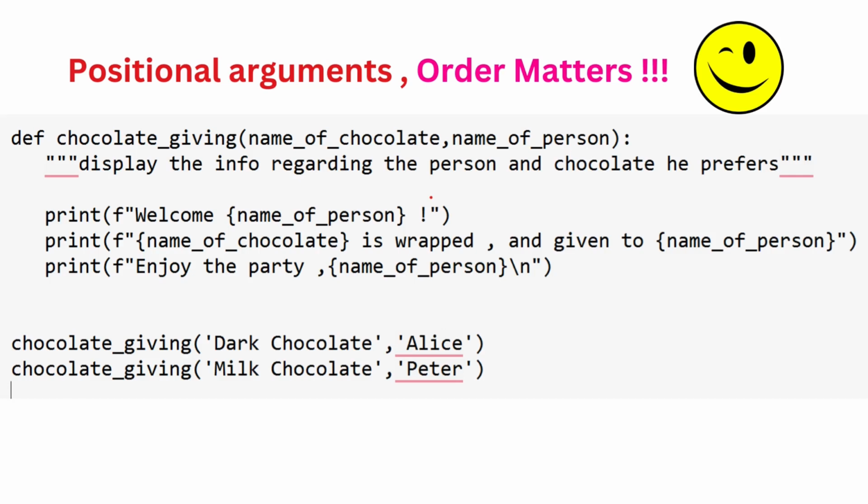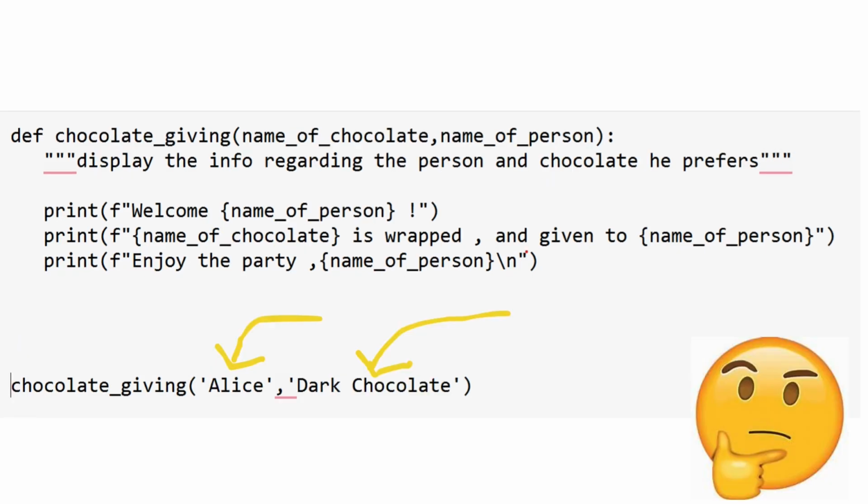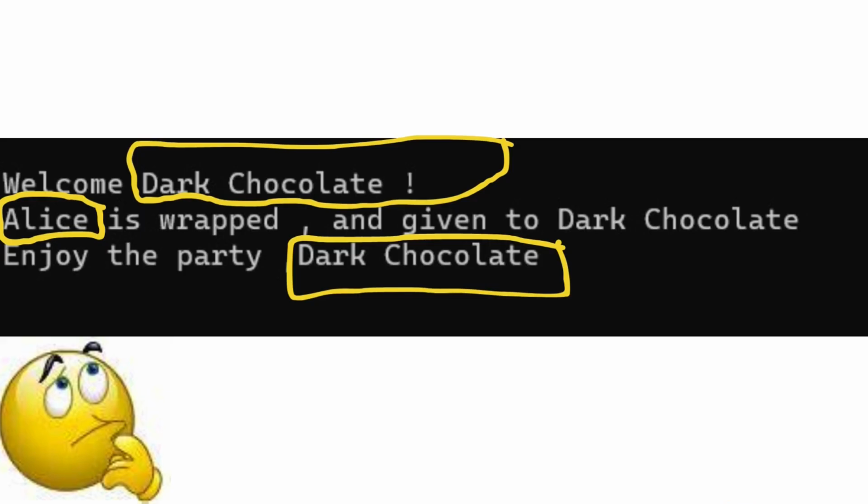One thing to remember about positional arguments is order. Order matters here. If you are not cautious about the order of arguments, that means if you mix it up, then you can get unexpected results. We can see the same example here. If I write a function call like this, in this function call I've changed the order of arguments. That is, first I have given the name Alice and second the dark chocolate. And now you can see the effect, or side effects, of this carelessness in the output. See, welcome dark chocolate. Alice is wrapped and given to dark chocolate. Enjoy the party, dark chocolate.